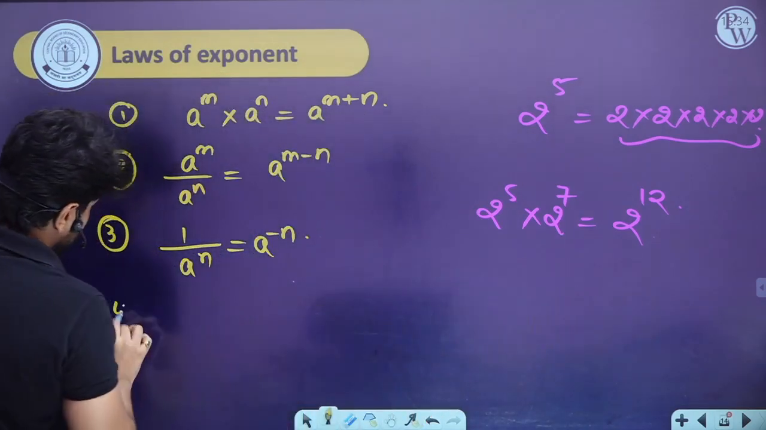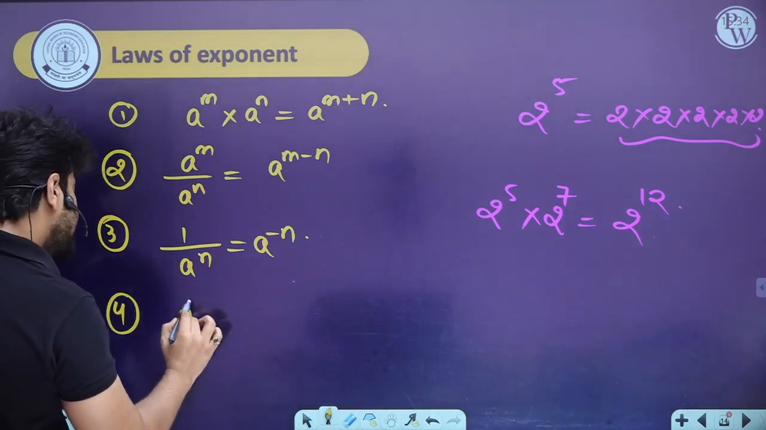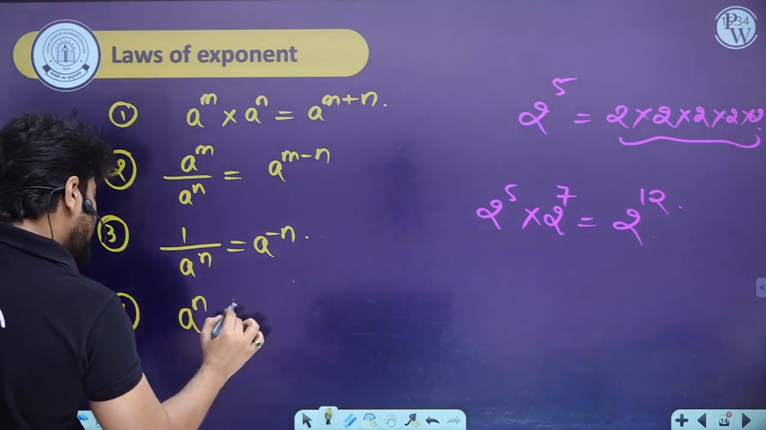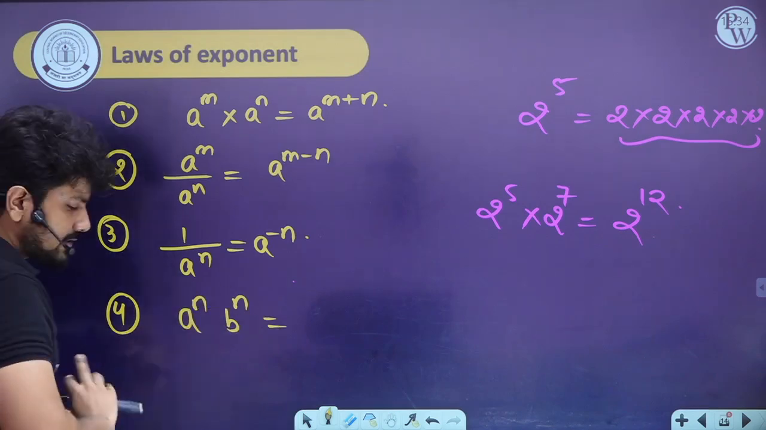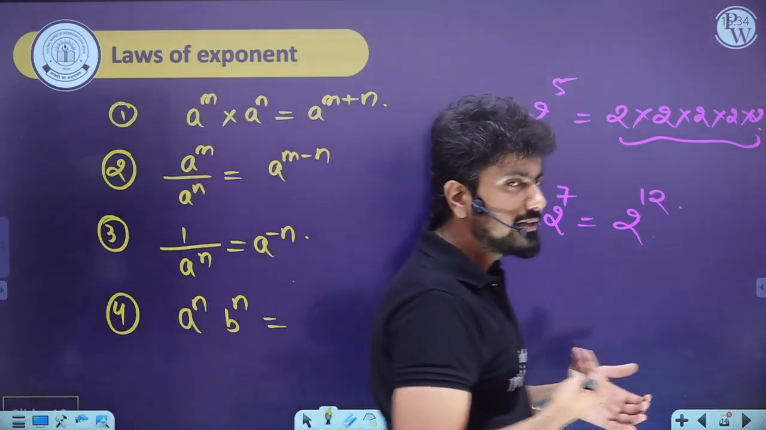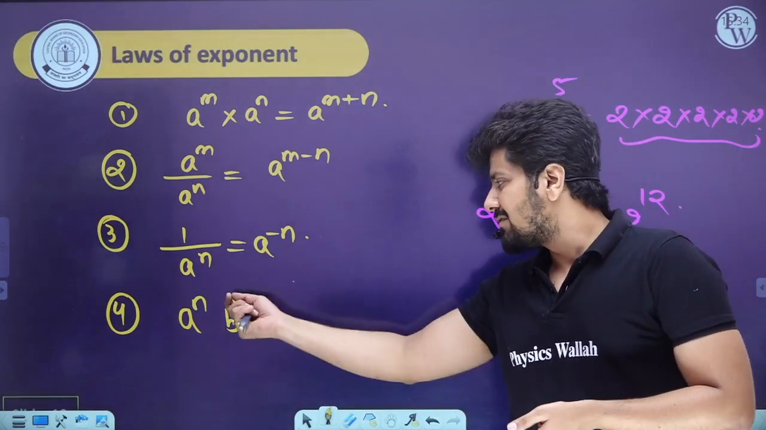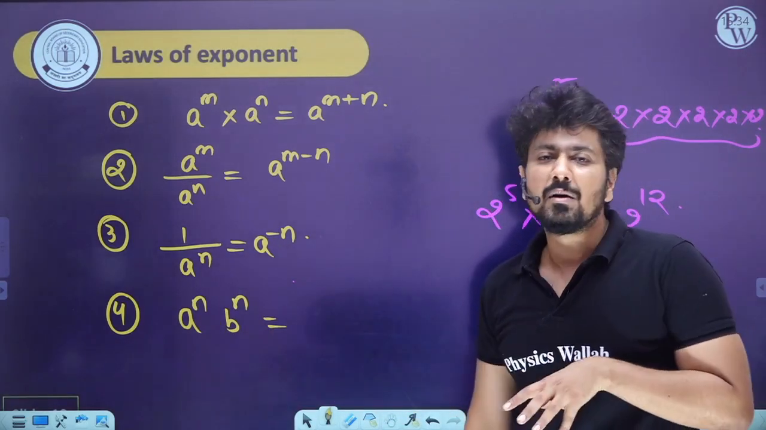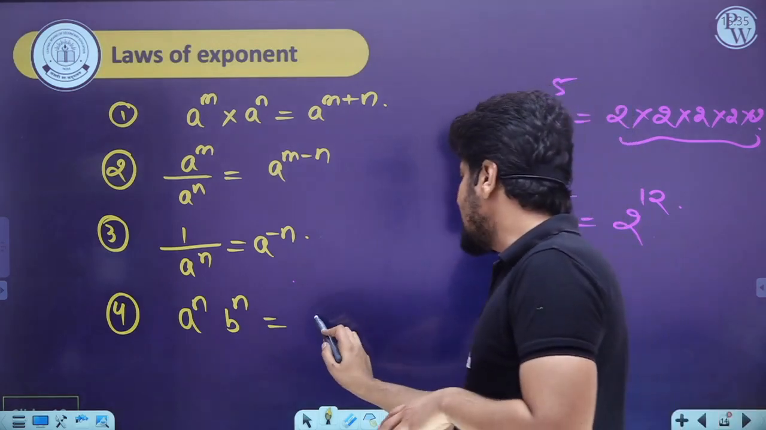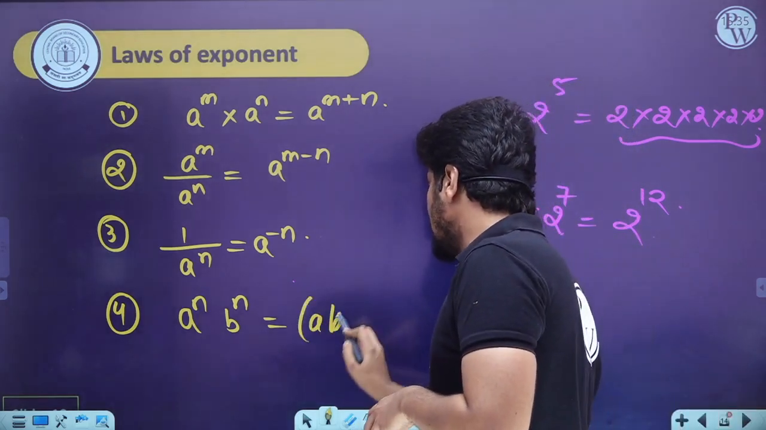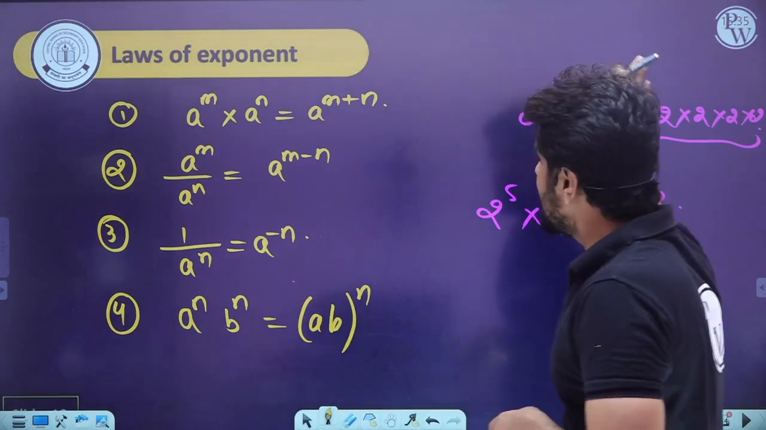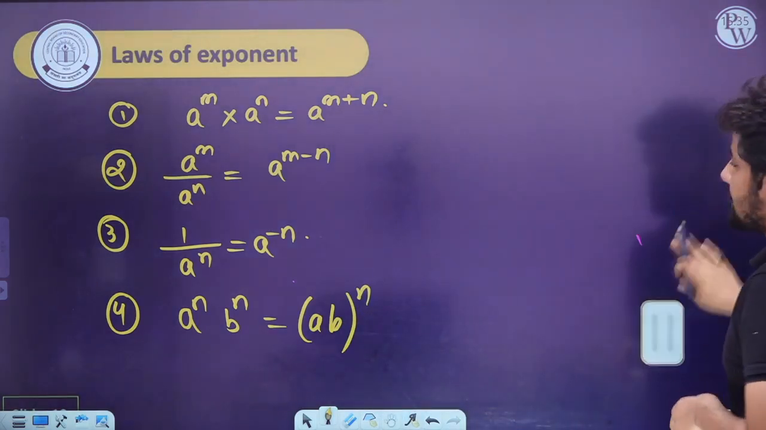Okay, now, suppose we have a raised to the power n into b raised to the power n. The powers are same, bases are different, right? There is number a, there is number b. The powers are same. A raised to the power n multiplied by b raised to the power n will be ab whole power n.